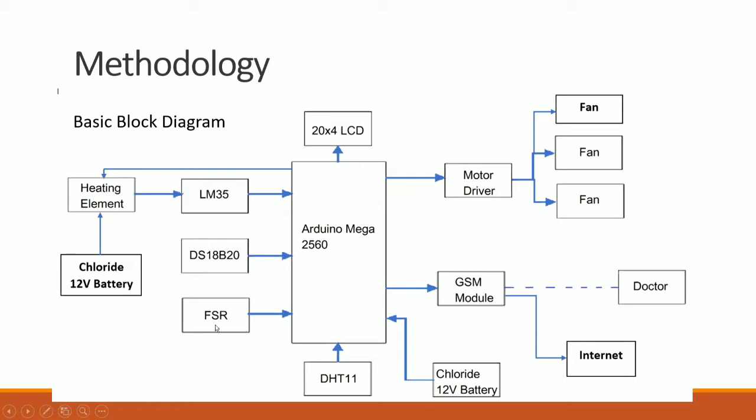DS18B20 is a body temperature sensor. And the force sensitive resistor is the actual activation key in our project, which will be shown in the demonstration later. Okay, DHT11 is the temperature and humidity sensor.